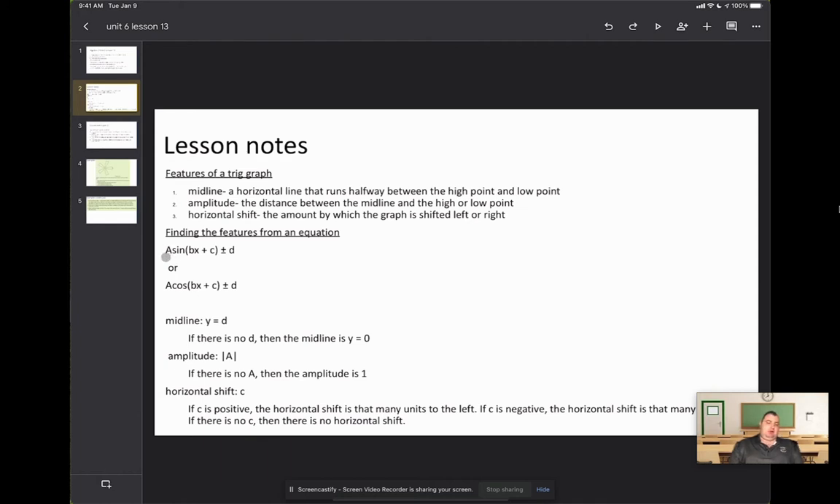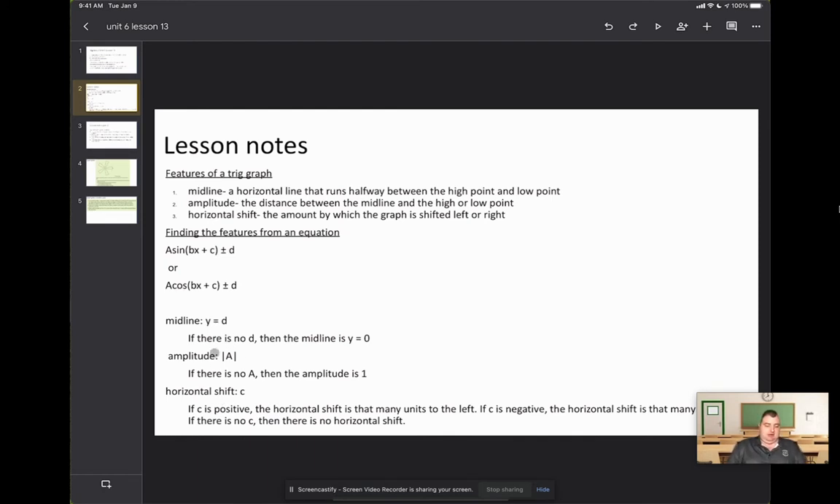The number that we multiply by the sine or the cosine, in other words, the number that's directly in front of sine or cosine, that number is the amplitude. Actually, the absolute value of that number is the amplitude. So basically what happens is if the a value is negative, the absolute value of a negative number we know is positive. So the amplitude is always going to be positive. We find that by looking at that number a that's directly in front of sine or cosine.